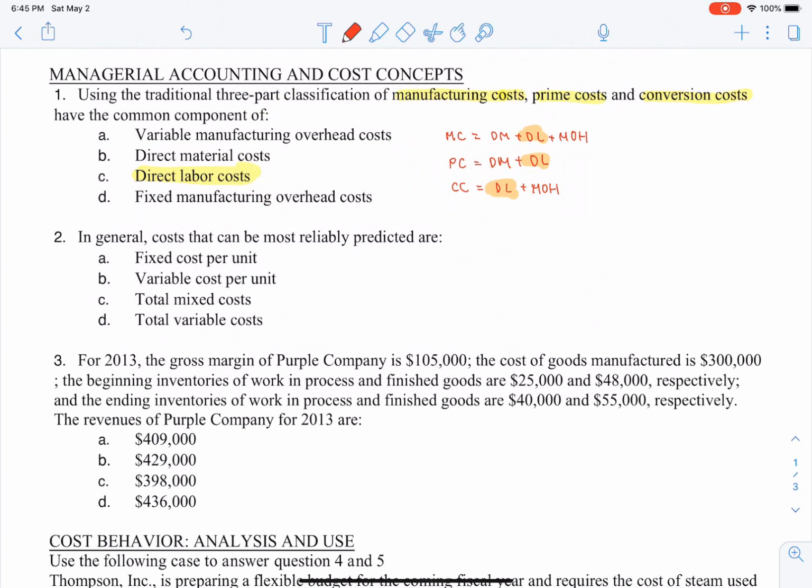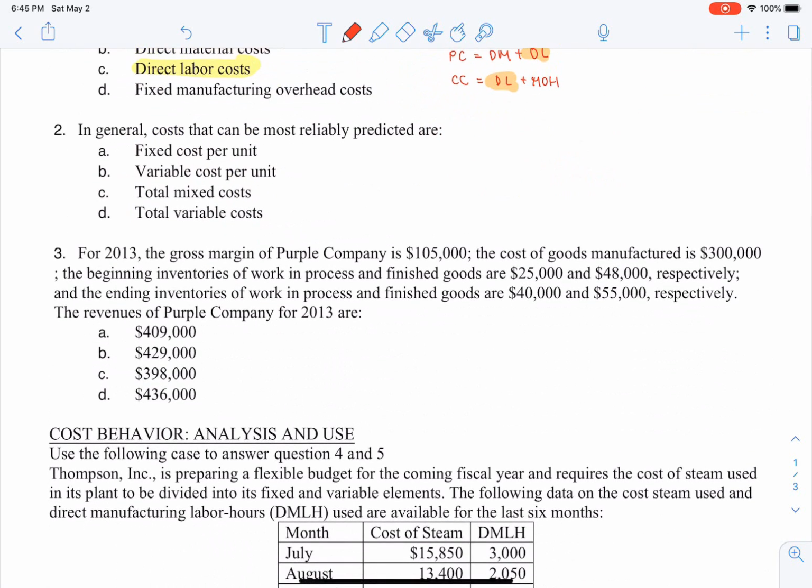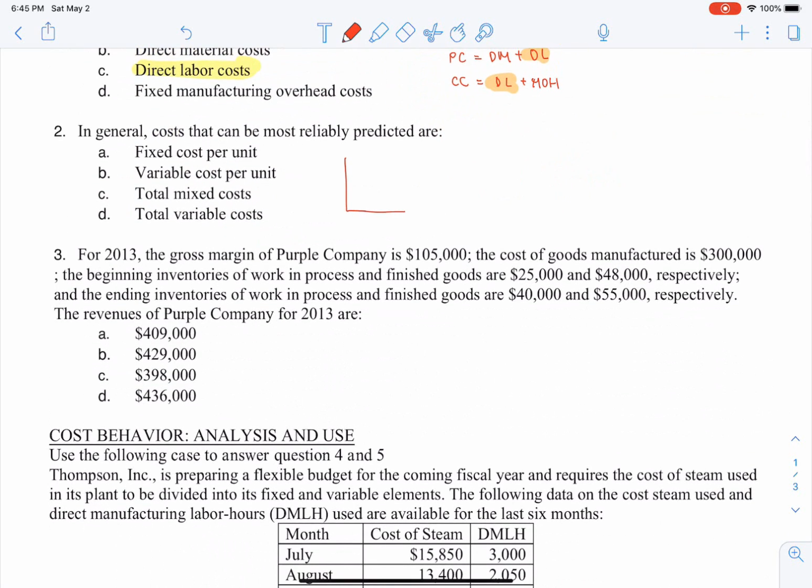In general, costs that can be most reliably predicted are... For this problem, we have to know the 3 graphs. The first one is the constant, the second one has an increasing slope, and the third one has a decreasing slope. The constant graph is for variable cost per unit and total fixed cost. The increasing slope is for the total variable cost, and the decreasing one is fixed cost per unit.